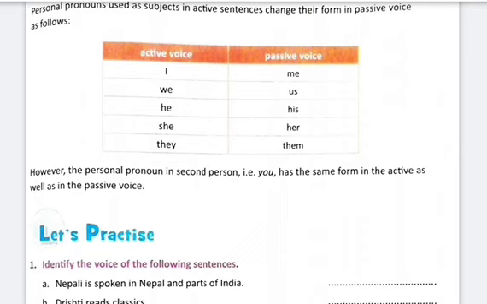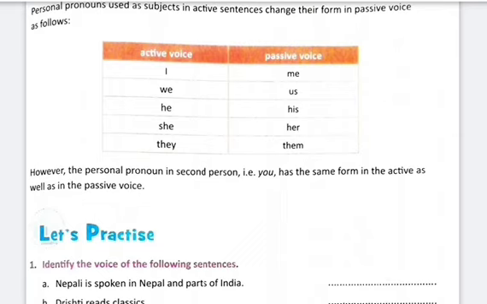Here just look at the verb. Be verb is there. Then the speak verb's past participle form, spoken, is there. So Nepali is spoken in Nepal and parts of India. It is in passive form because the verb is in passive form. Is spoken is passive. Okay, so this is passive voice.